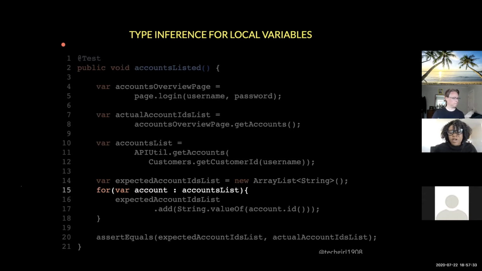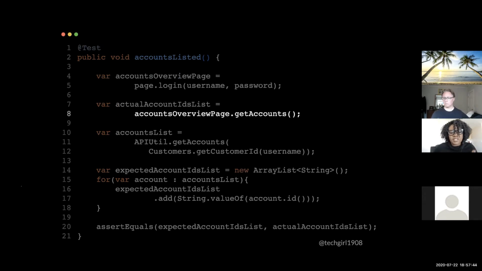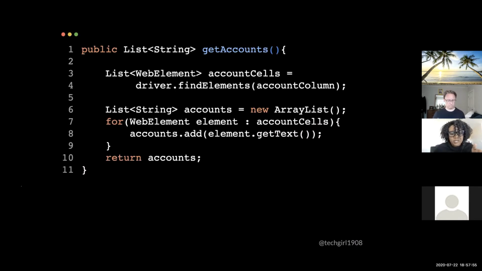Here, I'm using var inside of a for loop just to show you it can be done here as well. All right, let's see what else we can modernize. Let's go inside of this get accounts method. Now remember, this is the table, and we're getting all of those values from the first column that's labeled account. And here's the code to do this.